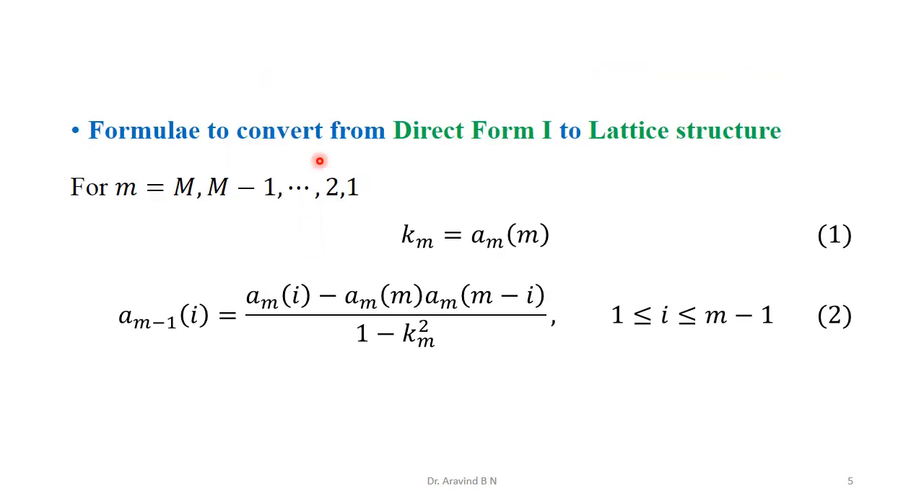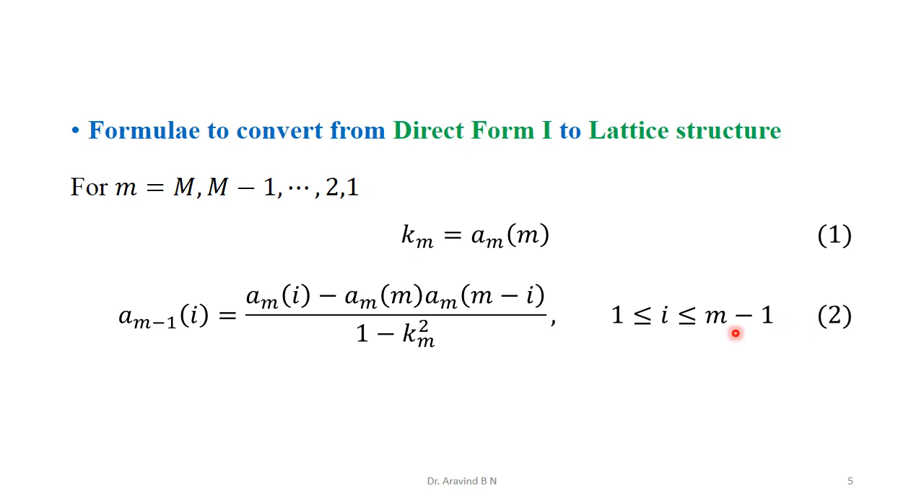So this is the standard set of formulae to convert from direct form 1 to the lattice structure. Here you have to make an observation. While making the conversion from direct form 1 to lattice, this m value will always start from higher, moving towards the lower, and the minimum value is going to be 1. With respect to that only, we have to make use of equation 1 as well as equation 2.